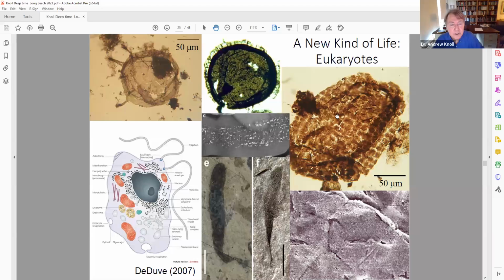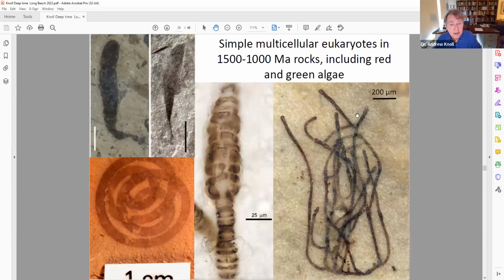Early on, life is bacterial and archaeal, but beginning, well, from the rock record about 2.7 billion years ago, we start seeing fossils that are confidently interpreted as eukaryotic organisms. We don't quite know what kind of eukaryotes, but we have both single cells that tell us actually that a lot of the features of eukaryotic cell biology were in place. We have, as you see in E and F there, simple multicellular organisms. Here you see some more of the multicellular organisms.